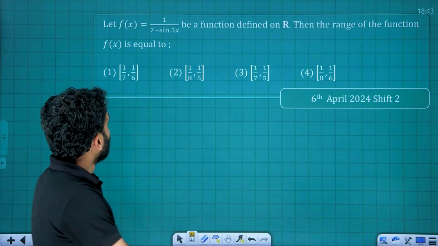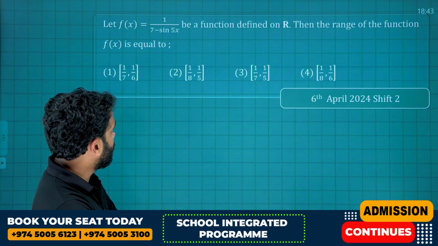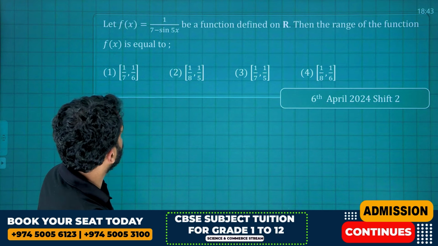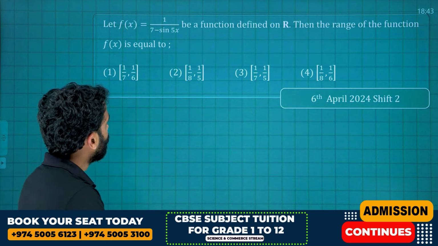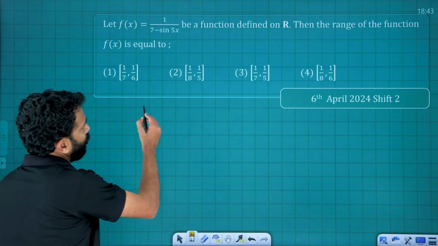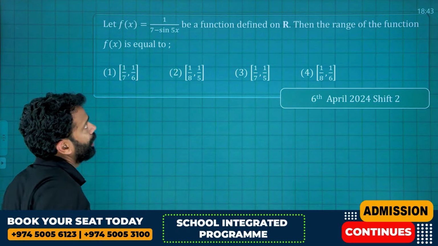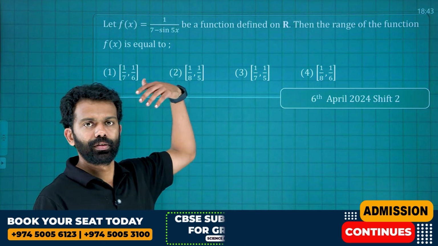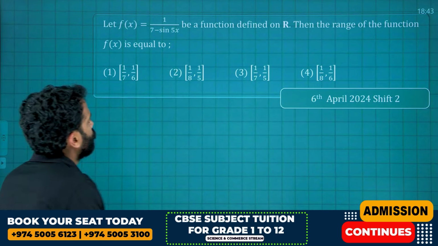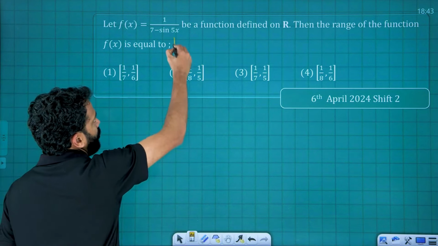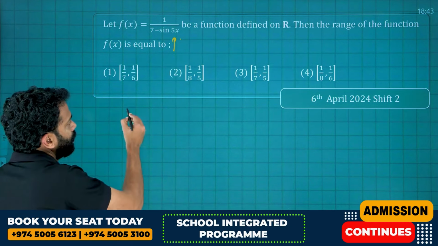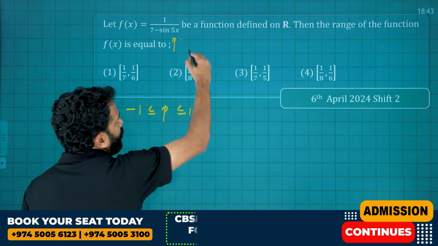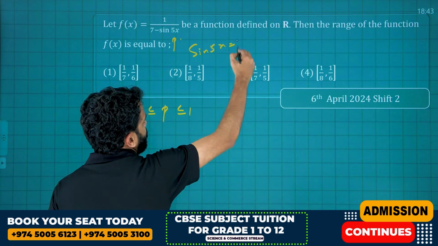Very easy question. Let the function f of x is equal to 1 by 7 minus 5x be a function defined on R. Then find the range of the function. Just 1 minute question. Okay, we can find the range of 7 minus 5x and take the reciprocal, you will get the range of that corresponding function. Okay, so I am writing sine 5x as p, that is minus 1 less than or equal to p less than or equal to 1.